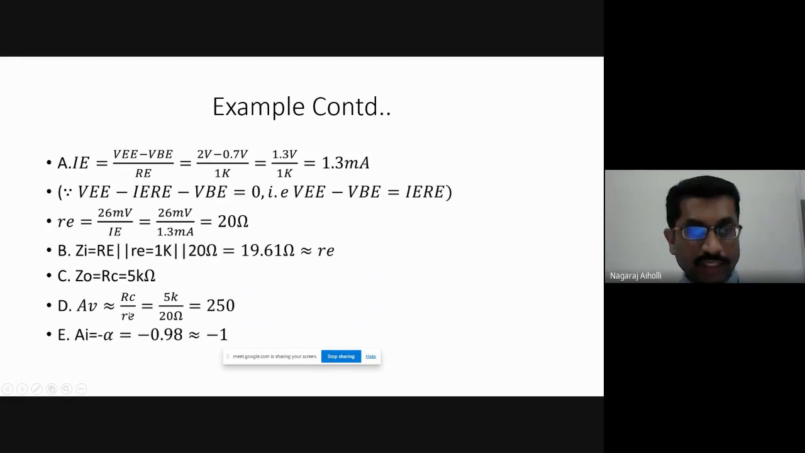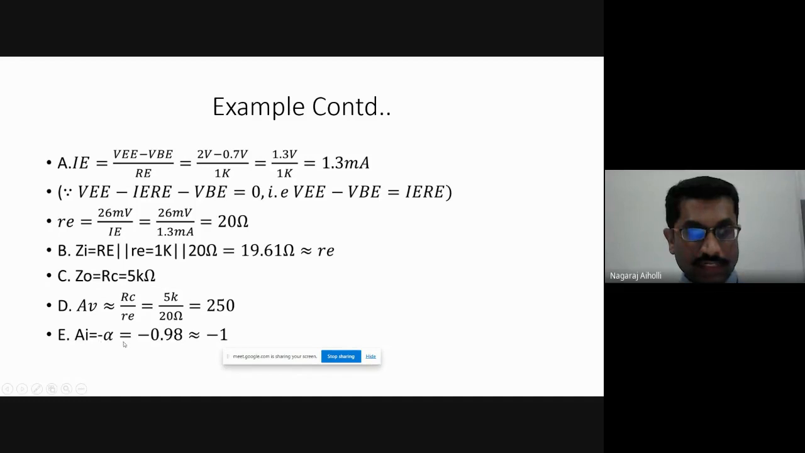Equation for voltage gain, that is RC by RE. RC divided by RE. RC is 5 kilo ohm divided by RE, which is 20 ohm. 5 kilo ohm by 20 ohm will come out to 250. Voltage gain is 5000 divided by 20, which gives 250.